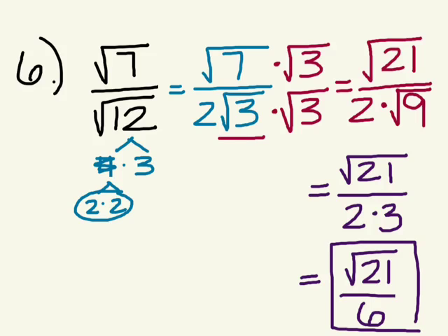Again, we simplified. We rationalized, getting the radical out of the denominator, and then we simplified again.